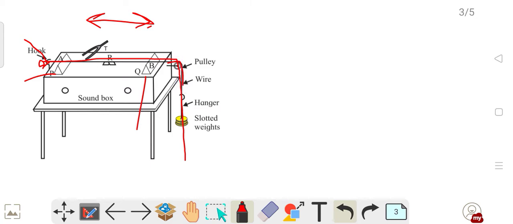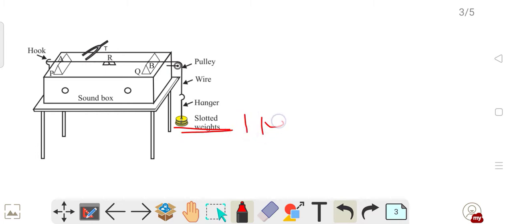As you can see, it is passing over a pulley. So now again you can see the diagram, it is passing over the pulley. A hanger with suitable slotted weights can be attached to the free end of the wire. This is a hanger, and through these slotted weights can be attached, say 1 kg, 2 kg, the weights can be attached. This is the complete setup.